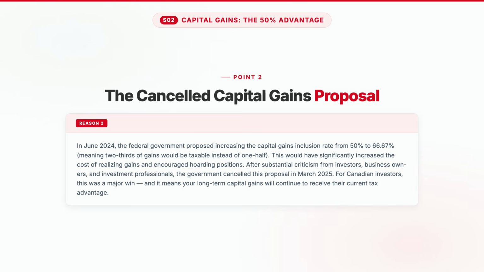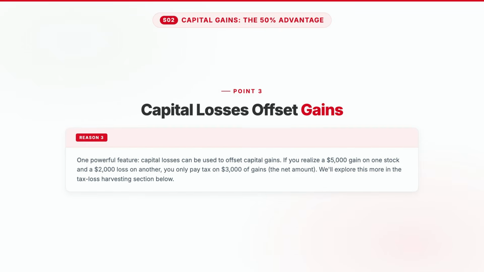One powerful feature: capital losses can be used to offset capital gains. If you realize a $5,000 gain on one stock and a $2,000 loss on another, you only pay tax on $3,000 of gains, the net amount. We'll explore this more in the tax loss harvesting section below.